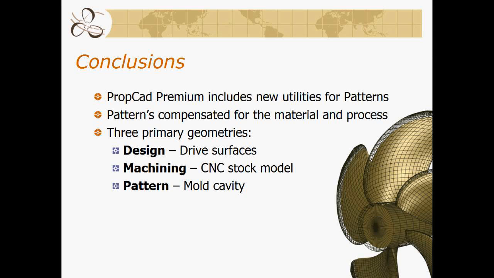Once we have our design, which is our drive surfaces, we can create a machining model, which is the CNC stock model for generating the tool paths. And we can also generate a pattern by including the shrink factors, which will allow us to create a mold cavity in order to pour our molten material and cast our propeller.